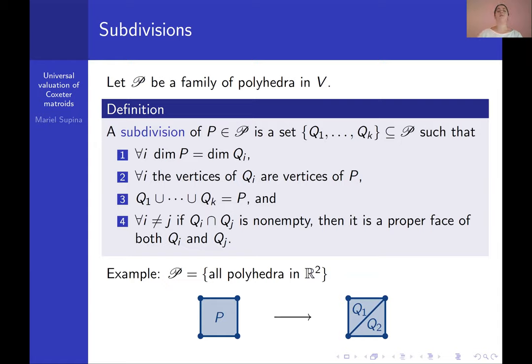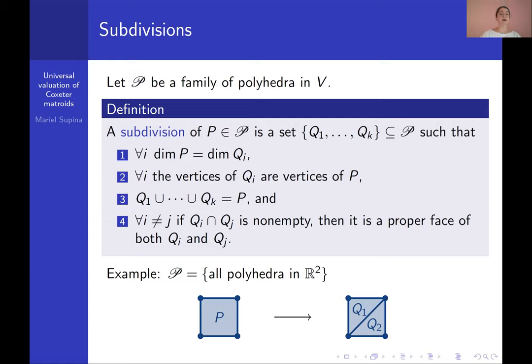So here, my family is just all polyhedra that live in R^2, and the polyhedron that I'm going to subdivide is the square P, and I subdivide it into Q1 and Q2 here, these two triangles, and you can see that these triangles only use vertices that are in P, and importantly, if you intersect them, you get this diagonal line, this edge, that's a face of both Q1 and Q2, so this is a subdivision.